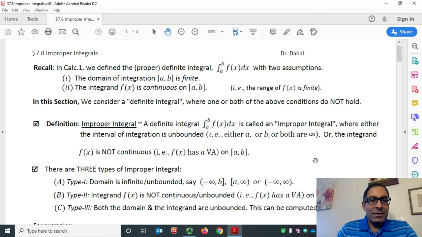Today we are covering improper integrals. Let me start the class right away. These improper integrals are a definite integral.